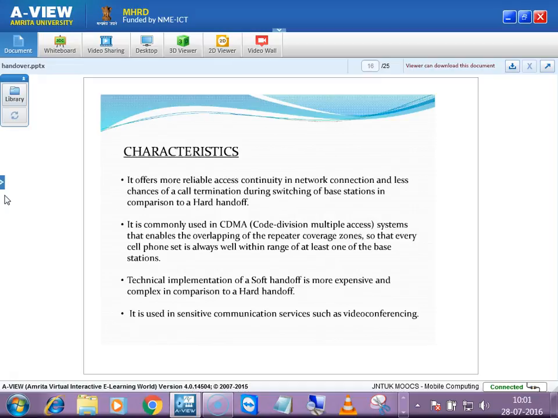If it has resources, then only you will do the handoff. So there is no call termination process happening here. The chances will be less. It is commonly used in CDMA, code division multiple access systems, like CDMA, WCDMA, wideband CDMA, narrowband CDMA. These things will be used in 3G actually. It enables the overlapping of repeater coverage areas.